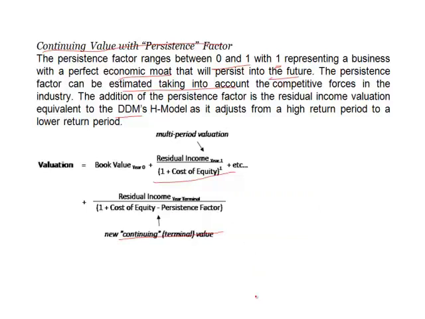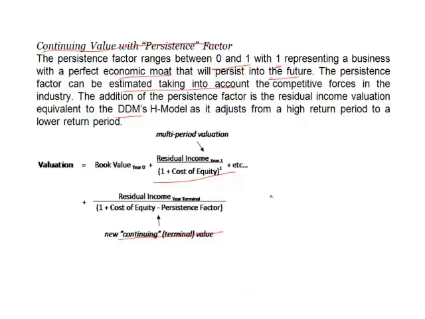This is how it is calculated. When you add the persistence factor to it, it is the book value for year 0 plus the residual income for the first year up to the number of years you want, plus the terminal value.